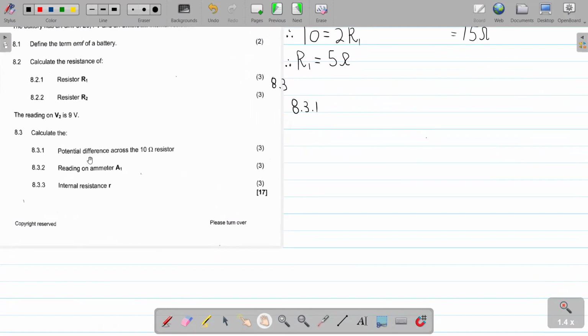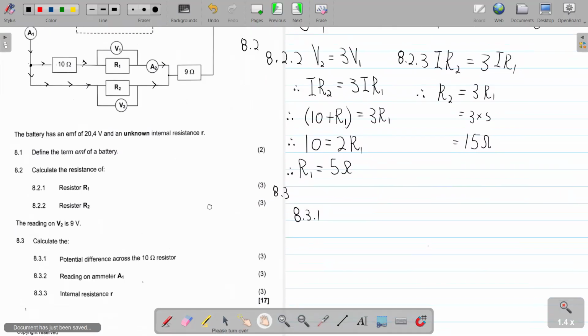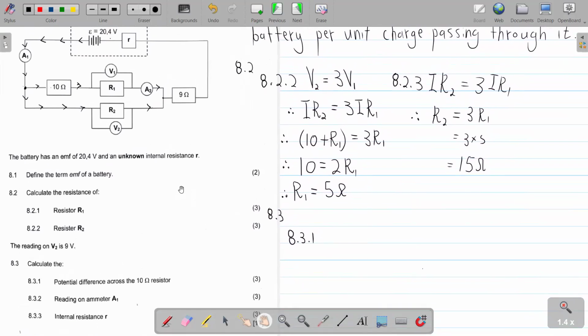They ask us to calculate the potential difference across the 10 ohm resistor. Okay, across the 10 ohm resistor, potential difference. Now, what do we know? We know the voltage here. Okay, so the voltage is equal. They have the same voltage because they are in parallel. So this means that V2 will be equal to V1 plus V 10 ohms.